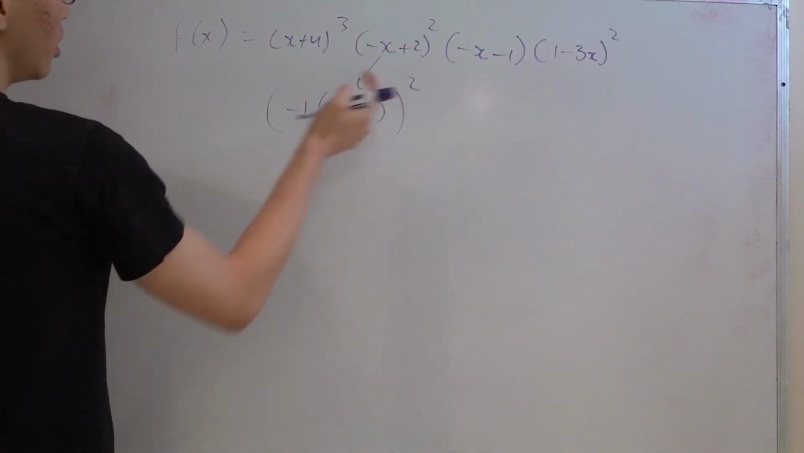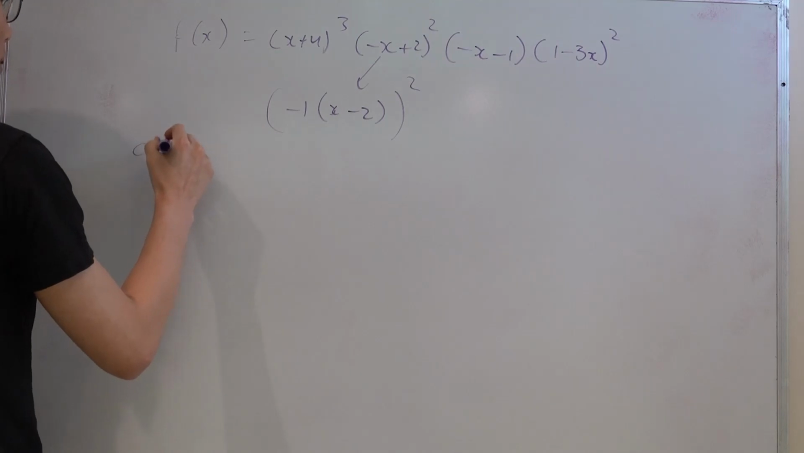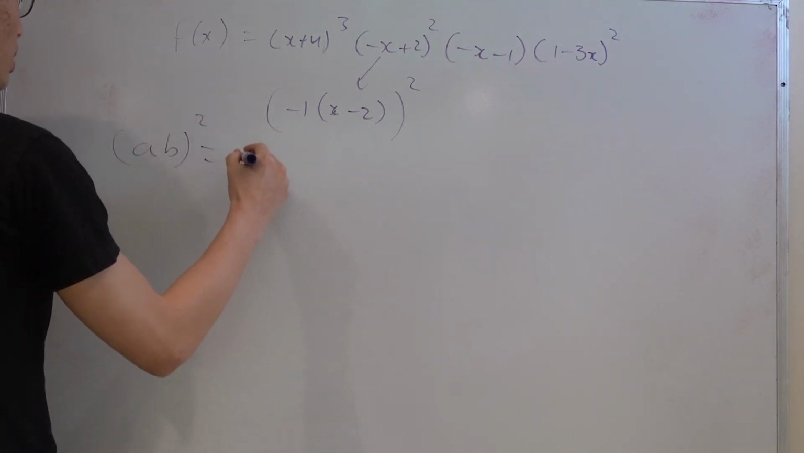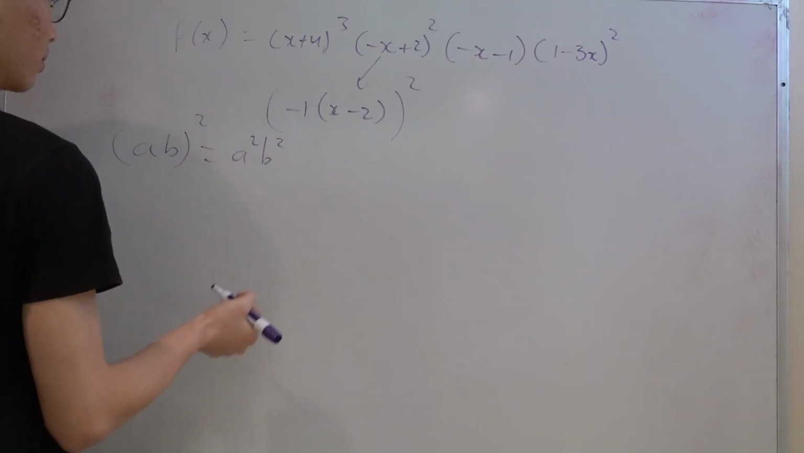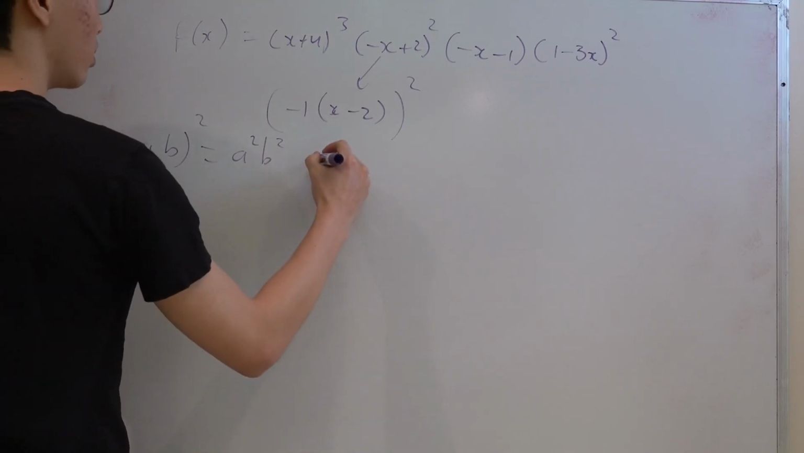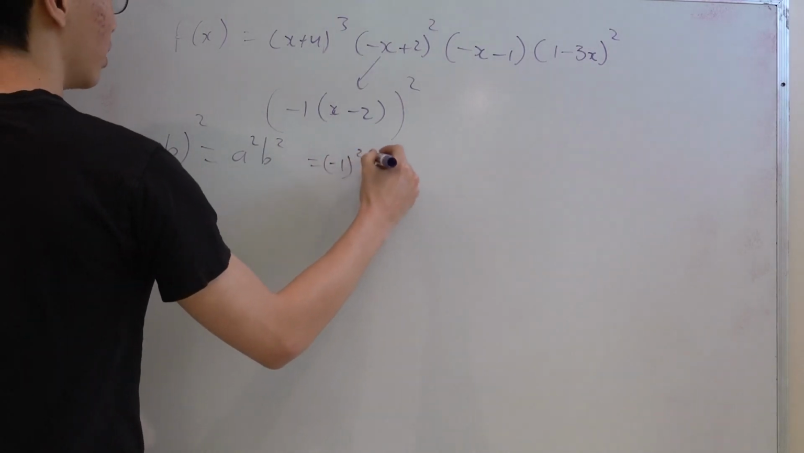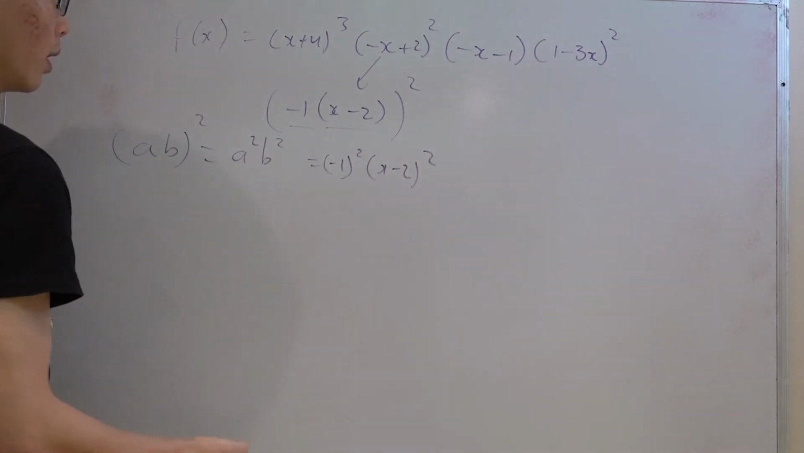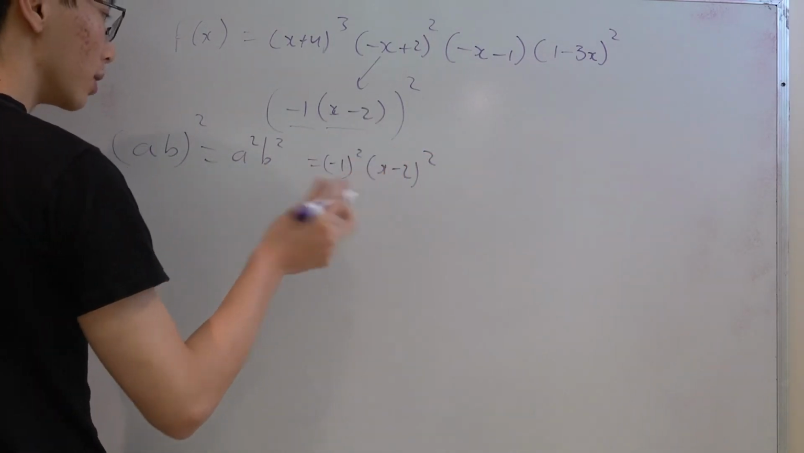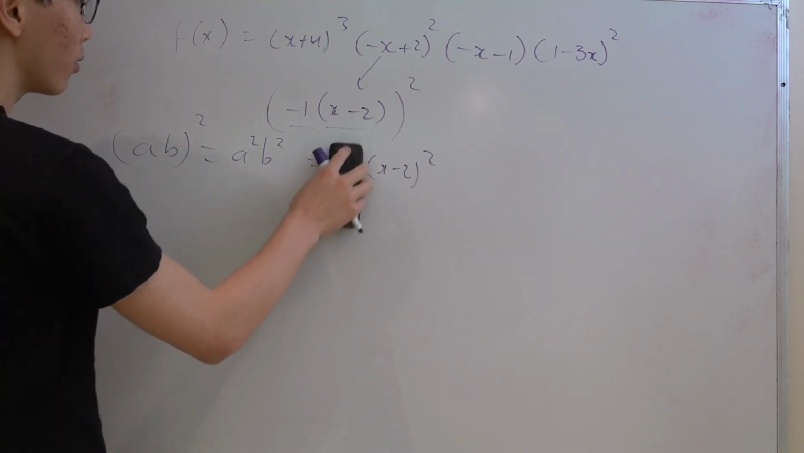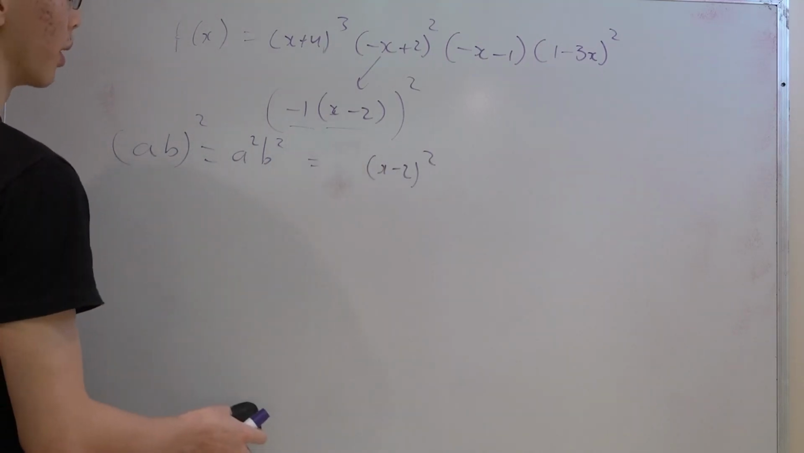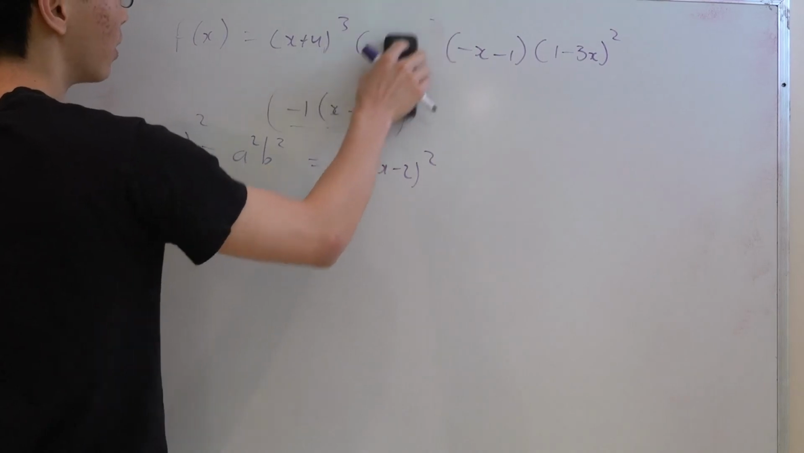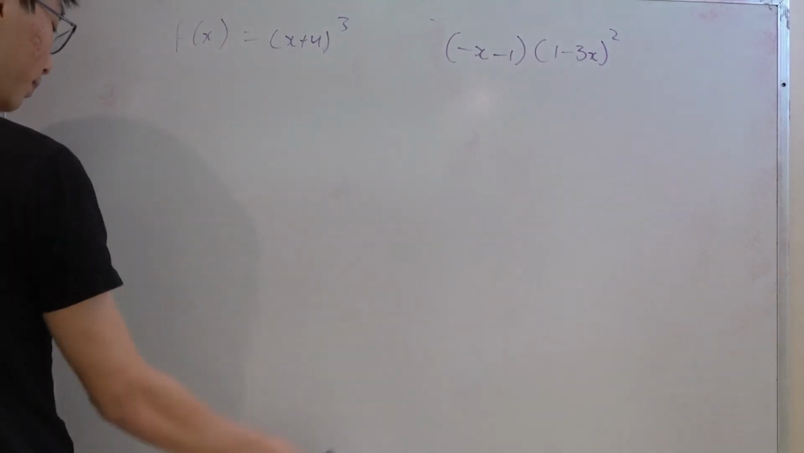Next, I'm going to use my law of exponents. AB squared is equal to the same thing as a squared b squared, right? So this thing is going to be equal to negative 1 squared times x minus 2 squared, where this is a, this is b, okay? But negative 1 squared is just 1, so we can get rid of that, and all we're left with is x minus 2 squared. So we can replace this entire thing here with just x minus 2 squared.